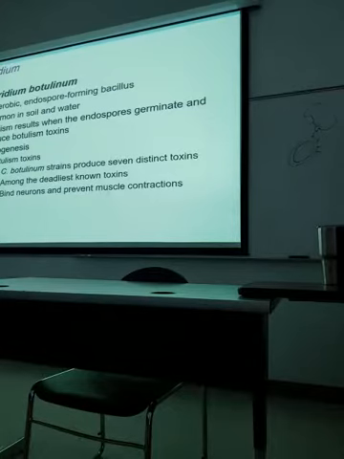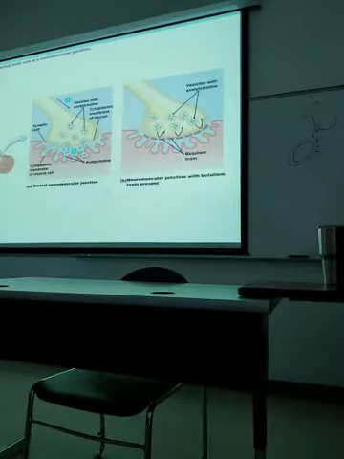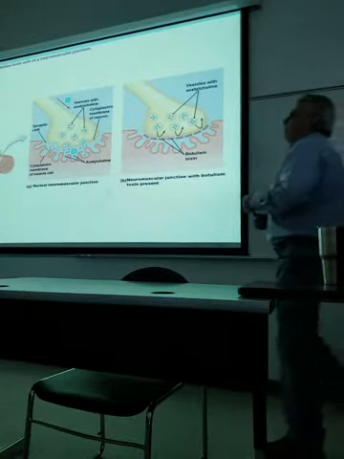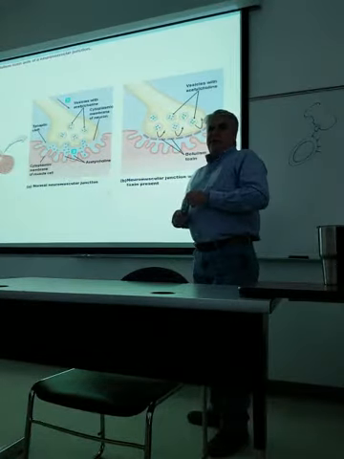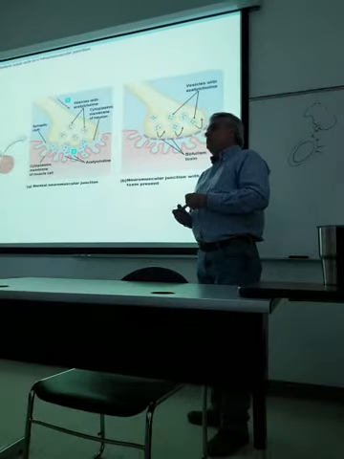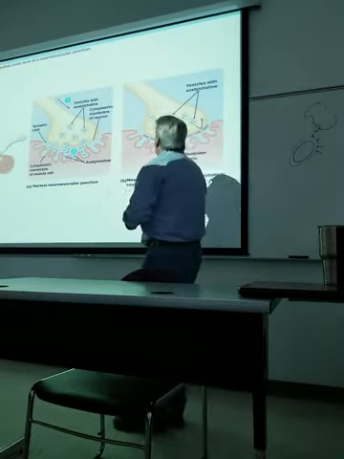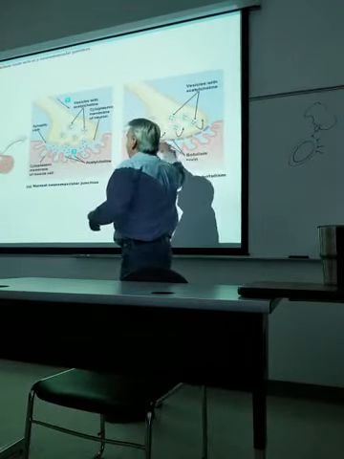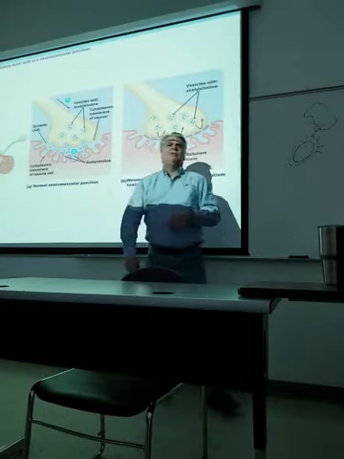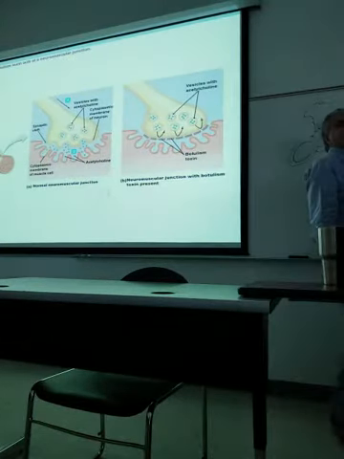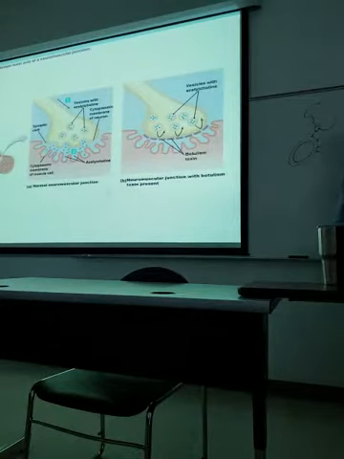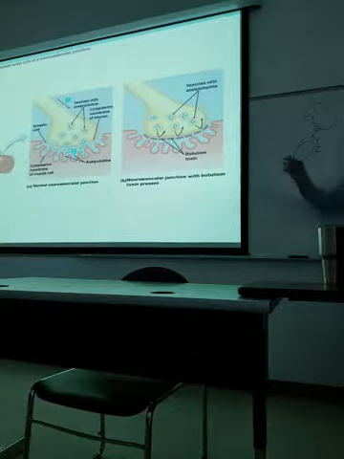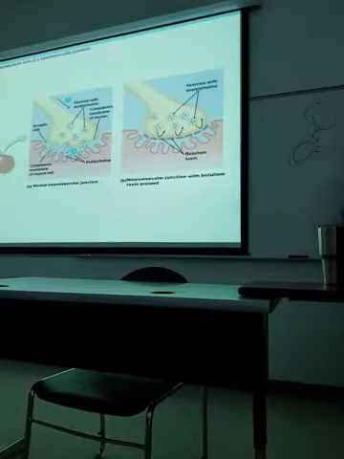It binds the neurons and prevents muscle contractions. So your neurons release acetylcholine, right? Everybody remember that? And then that causes your muscles to do what? Contract. Botulism toxin binds to the inner part of the neuron, the axons, and prevents the vesicles from dumping out acetylcholine, which means you get what? Paralysis, the flaccid kind, where your muscles don't contract.